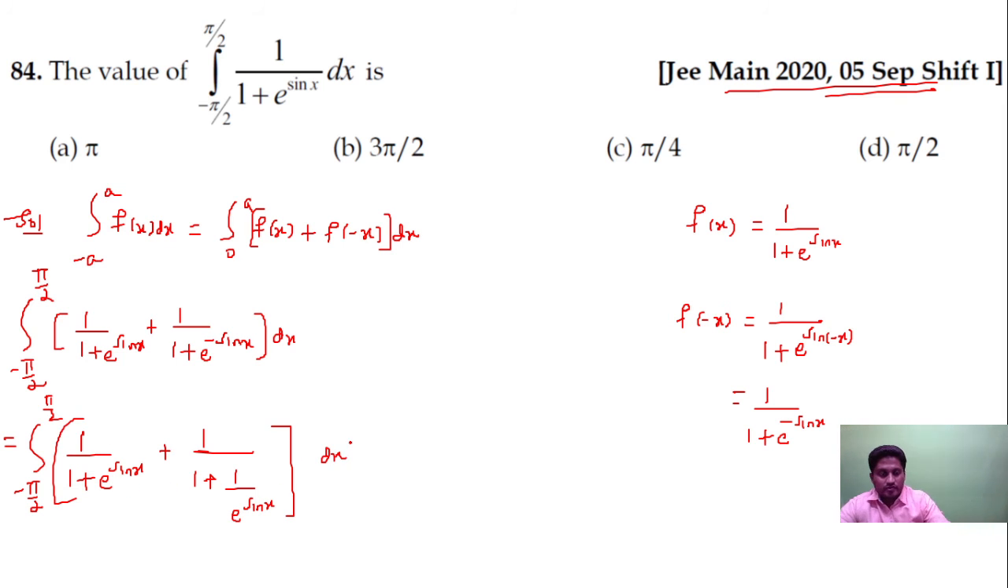Cross multiply and shift to numerator. So this is minus pi by 2 to plus pi by 2, minus pi by 2 to plus pi by 2. Okay, and then 1 divided by 1 plus e power sin x. Cross multiply and shift to numerator, you get e power sin x divided by e power sin x plus 1.